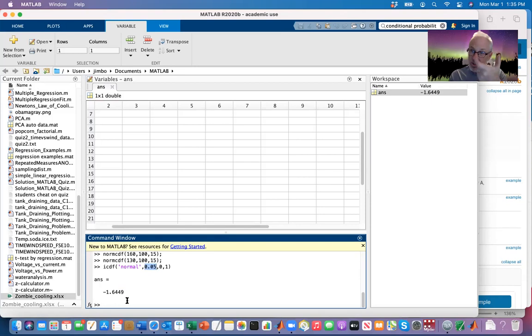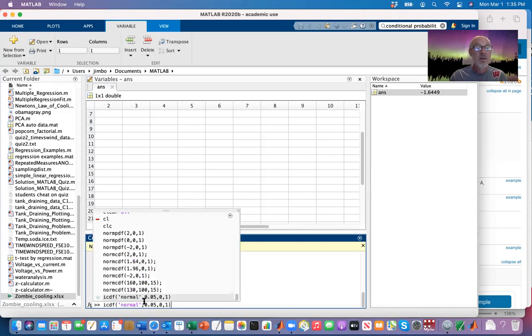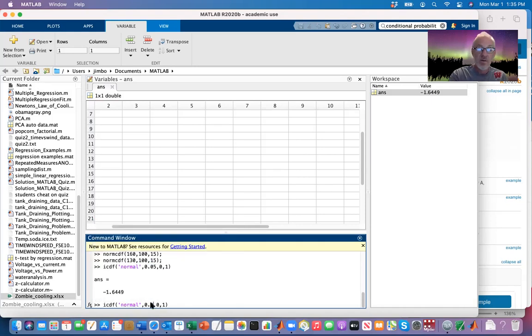Now remember, the normal distribution is symmetric. So if I subtract that 5% from 1, I get 95%. I'm just going to put 95% in there, with exactly the same parameters. I get positive 1.6449. So if I integrate from negative infinity to 1.6449, I will get a probability of 95%. Anything above 1.6449 is in the rejection zone for a right-tailed test, and anything to the left of it is in the confidence interval. So we can compute critical values very easily from this.